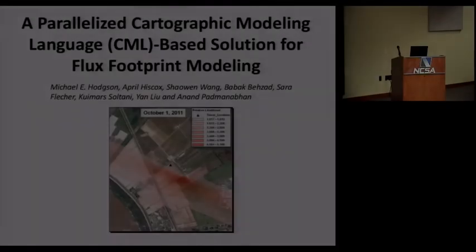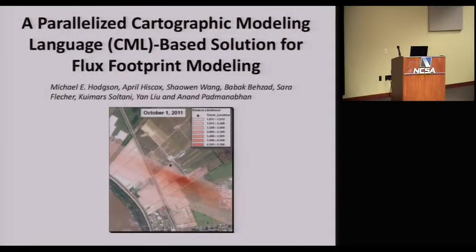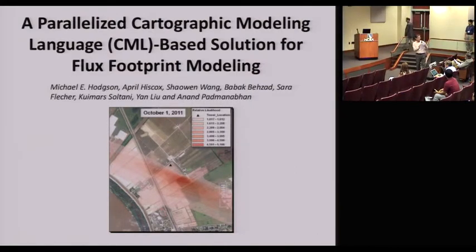Okay, our next presentation in this showcase, and I should have mentioned as well, this is a showcase of best practices. These were the 3 best of the 9 that the executive committee voted on. This presentation is a parallelized cartographic modeling language-based solution for Flux footprint modeling. We heard a little bit about this before. Michael Hodgson, who told us a little bit about it before, will tell us more about it now, and then Jan Louis will join him after.